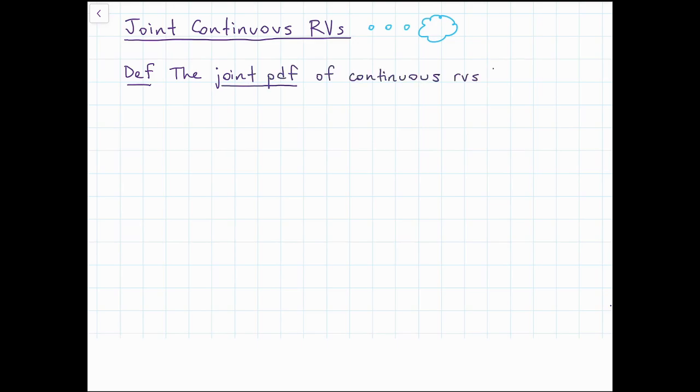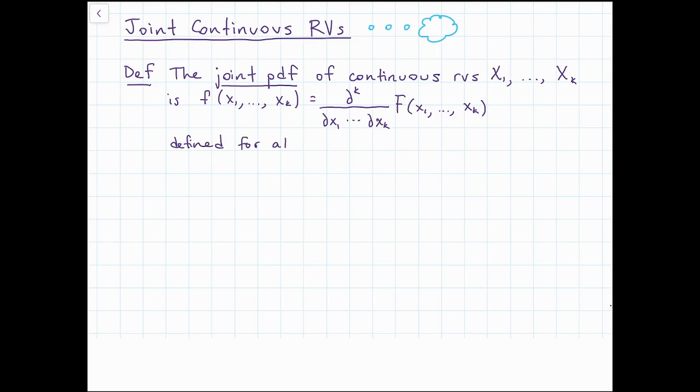And so if we have a bunch of continuous random variables, x1 through xk, the joint PDF is this little f of x1 through xk, which is the derivative of the joint CDF. And we take the derivative once with respect to each of the arguments. So that little symbol there is a del. We just take k partial derivatives, one with respect to each of the xi's. And that is defined for all places where that derivative exists.